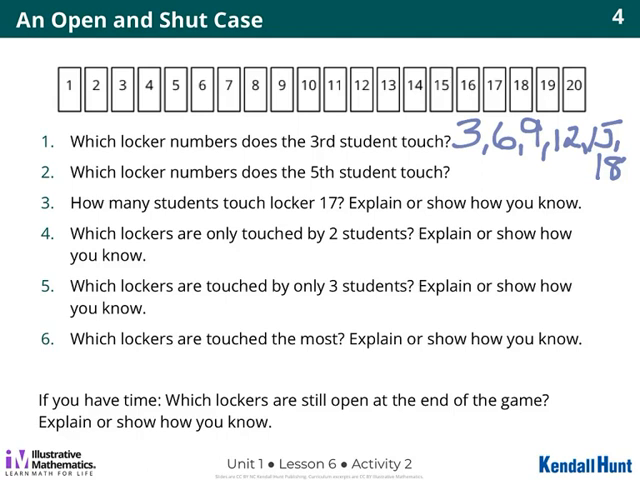Number 2, which locker numbers did the fifth student touch? Tucker. 5, 10, 15, and 20. So the fifth student was counting by fives.